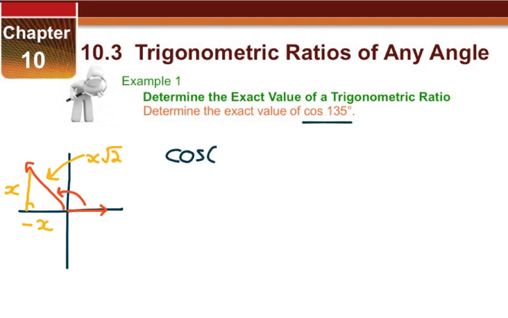So we need cosine. Going back, we need to remember SOHCAHTOA. And what that means is for the SOH piece, sine of theta equals opposite over the hypotenuse, cosine of theta equals adjacent over the hypotenuse, and tangent of theta equals opposite over the adjacent. So you know that cosine is adjacent over the hypotenuse.